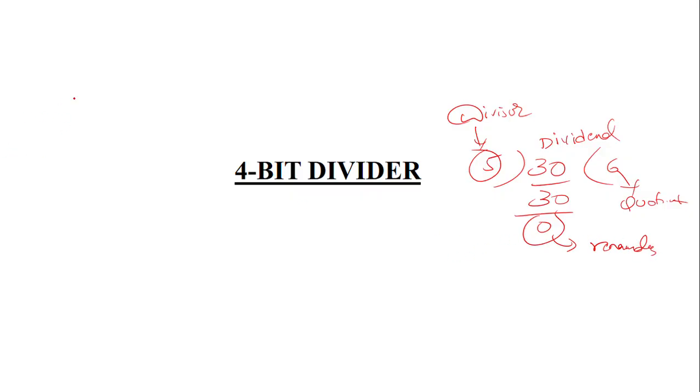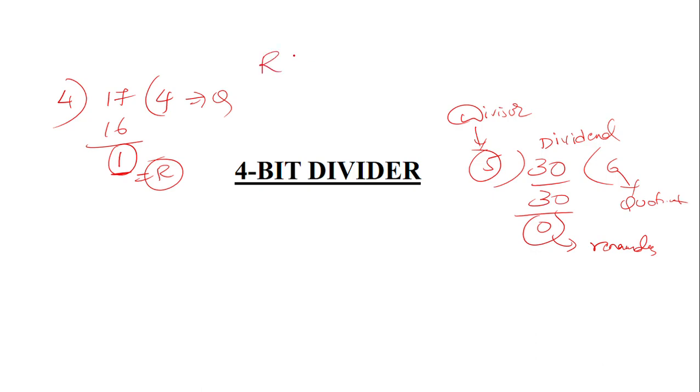If you consider any other value, like 4 and then 17, then 4 4s are 16 and we get 0. 1 is our remainder, so this is our coefficient and this is our remainder. So what we are going to do is, until the remainder is less than the divisor, the operation is going to be performed.